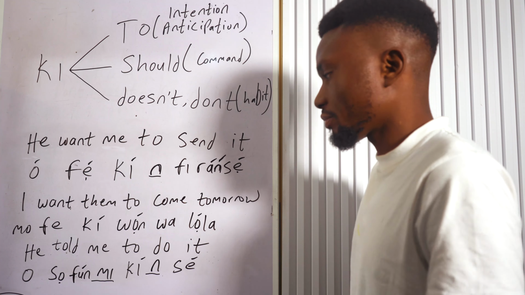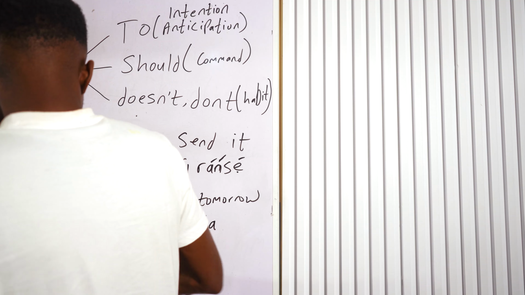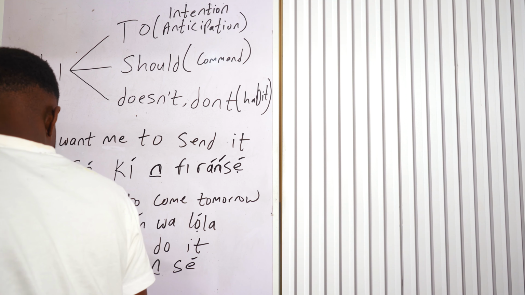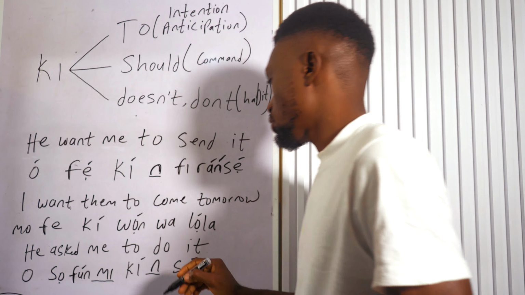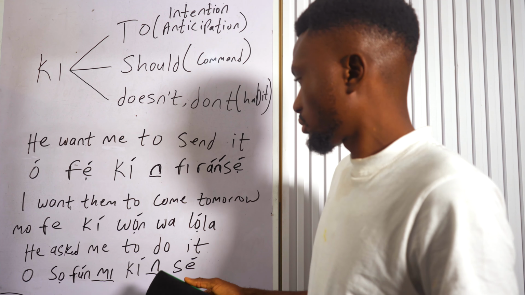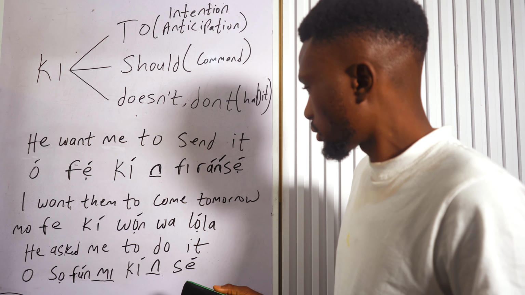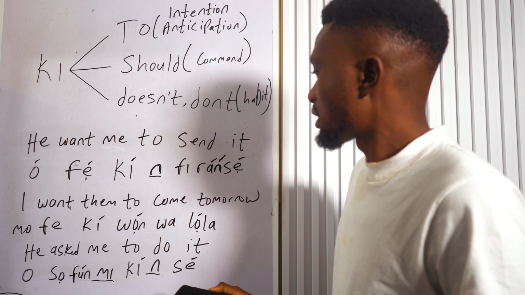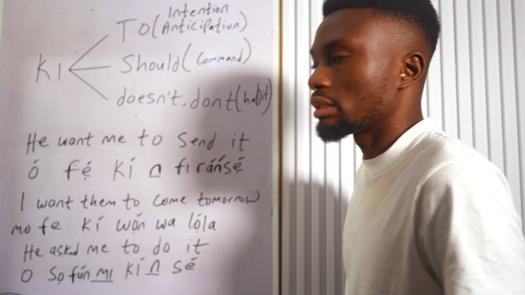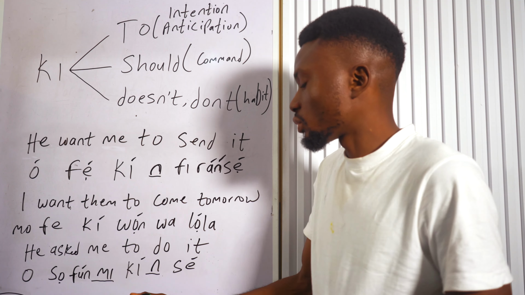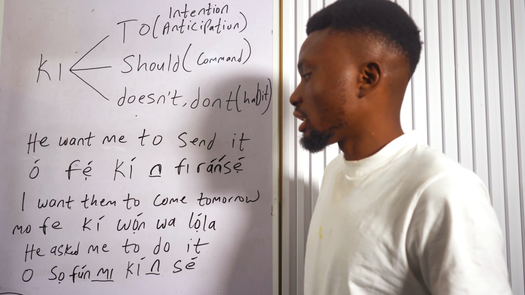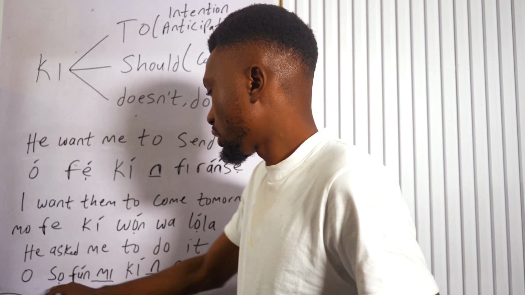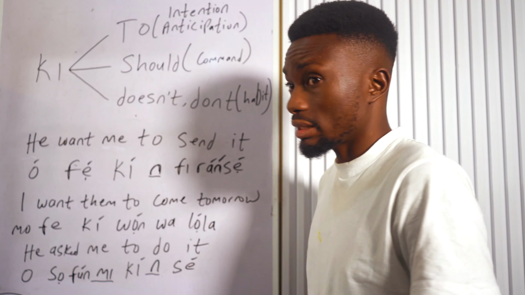So, he told me to do it: Ó sọ fún mi kí n ṣe. If it is he asked me to do it, it can also be ó sọ fún mi kí n ṣe, because asking is like communicating with someone. But of course, Yoruba can say ó ní kí n ṣe, like he said I should do it.